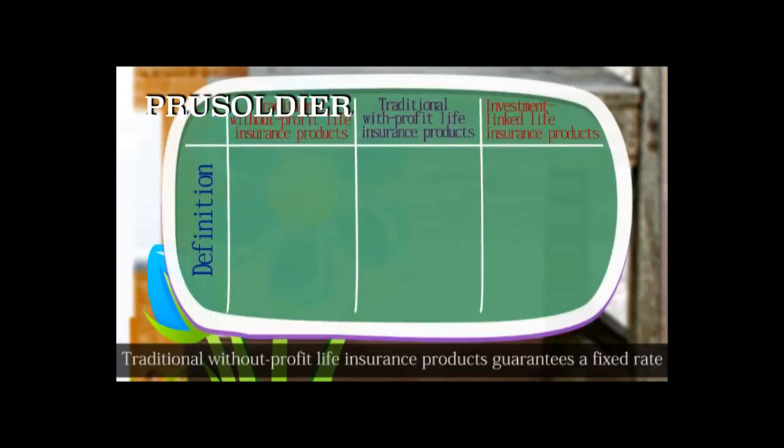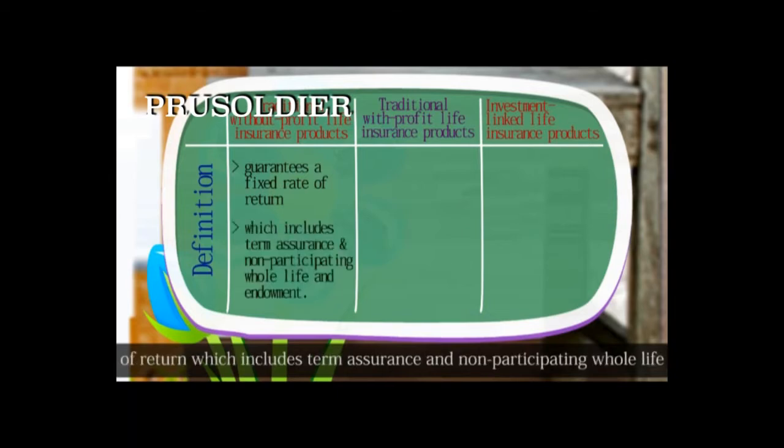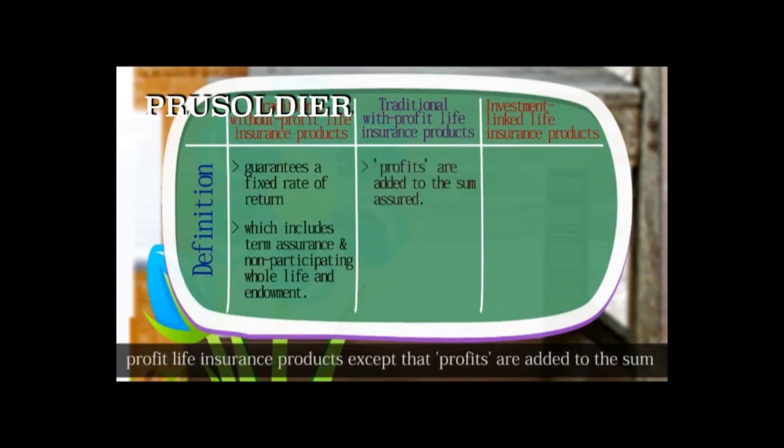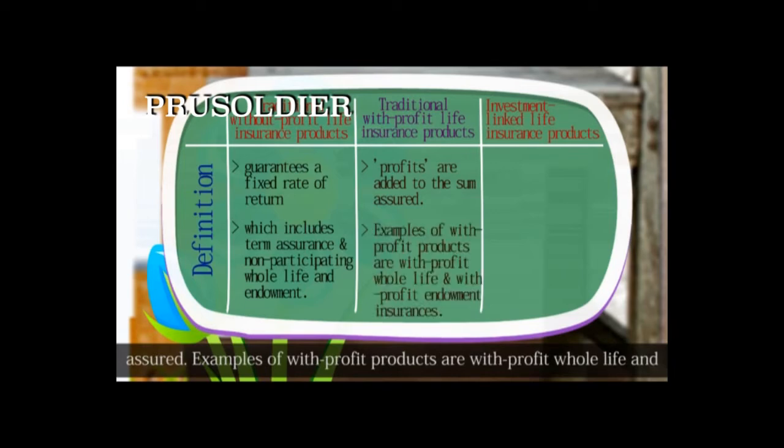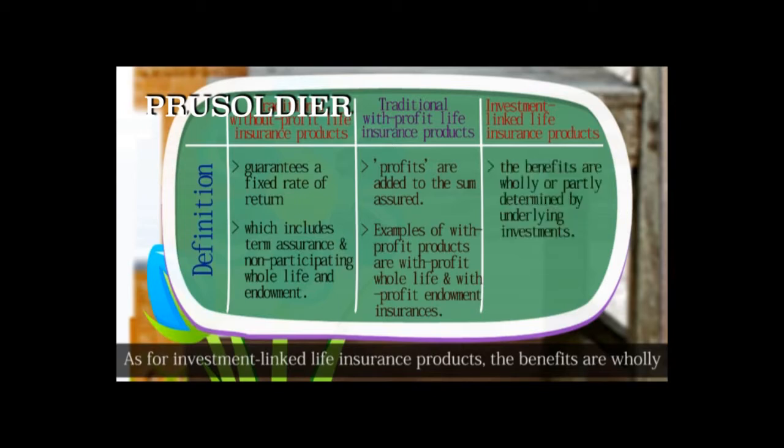Traditional without-profit life insurance products guarantees a fixed rate of return which includes term assurance and non-participating whole life and endowment. Traditional with-profit life insurance products are similar to the without-profit life insurance products, except that profits are added to the sum assured. Examples of with-profit products are with-profit whole life and with-profit endowment insurances. As for investment-linked life insurance products, the benefits are wholly or partly determined by underlying investments.